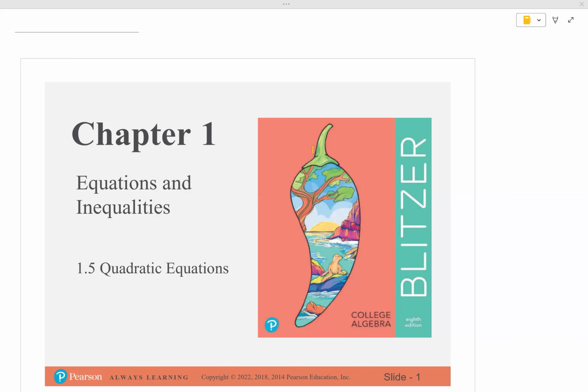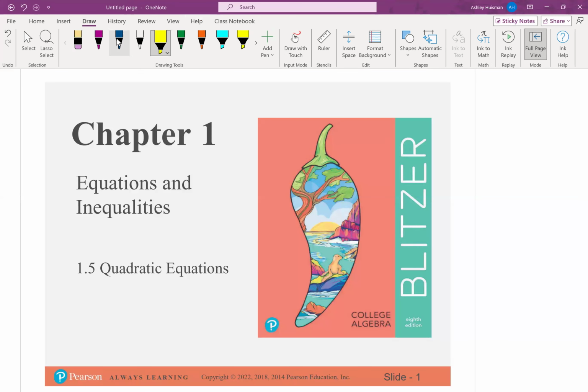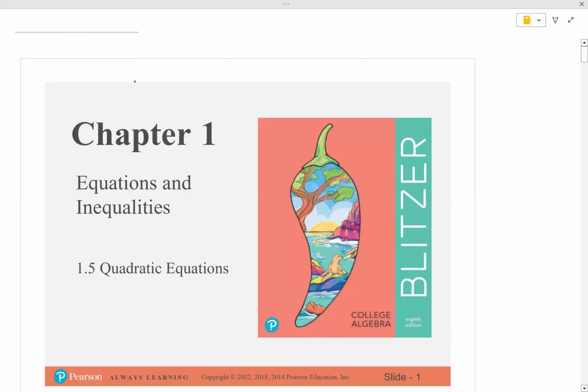Hello, we are back in chapter 1. Now we're going to learn how to solve quadratic equations. Quadratic equations usually look like trinomials or binomials, but their highest power would be a second power. So something like ax squared plus bx plus c equals 0, where a, b, and c are just real numbers.